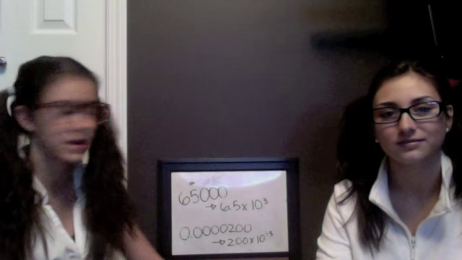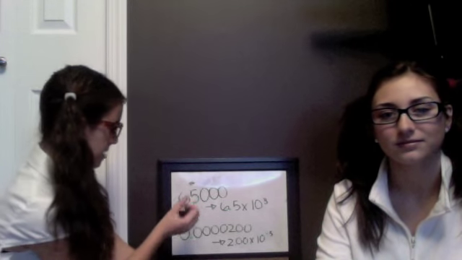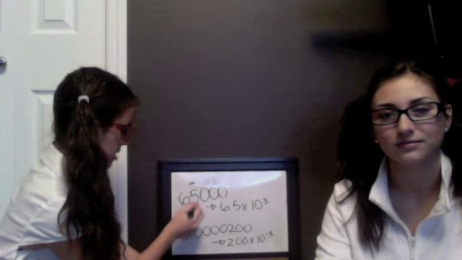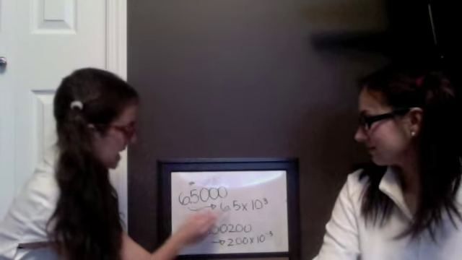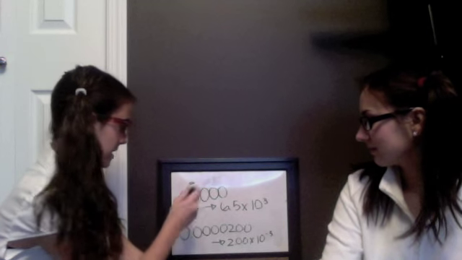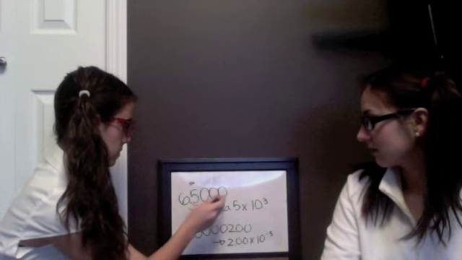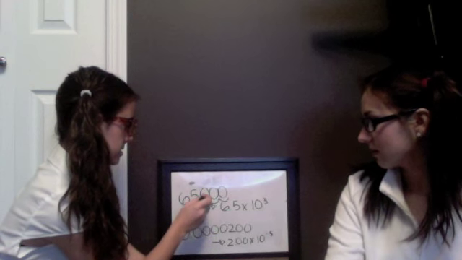After the first non-zero number, 6 is that number. So you're going to put a decimal right here, which becomes 6.5 times 10 to the 3, because we moved it 1.